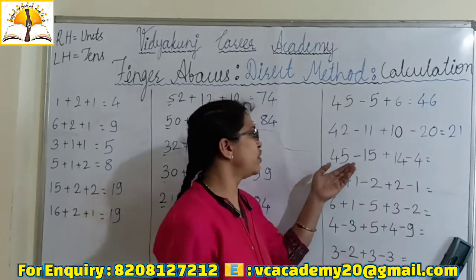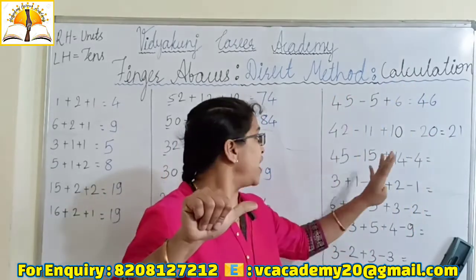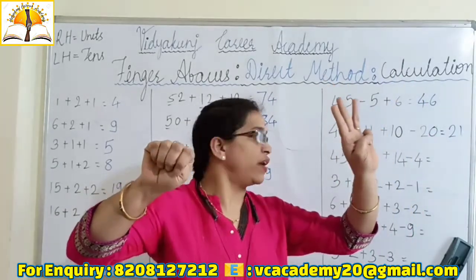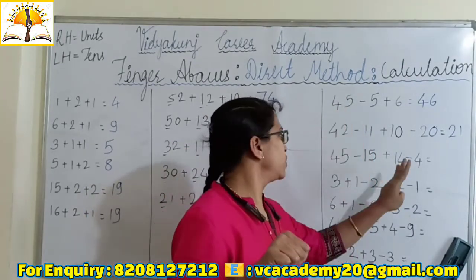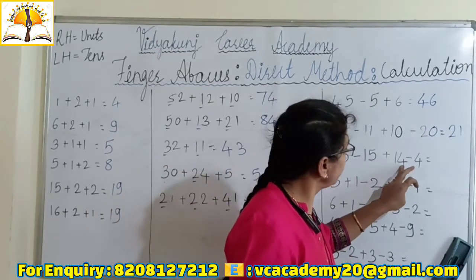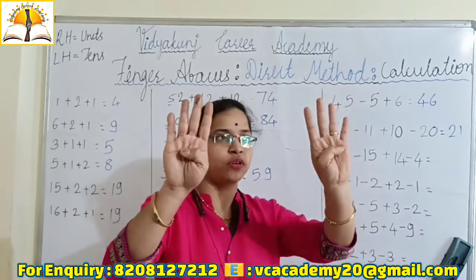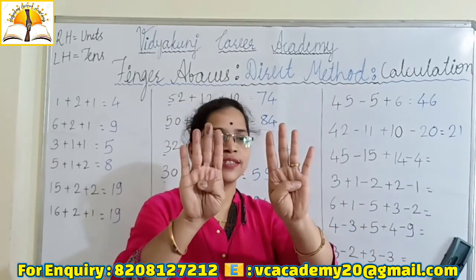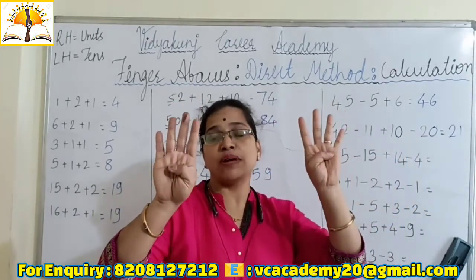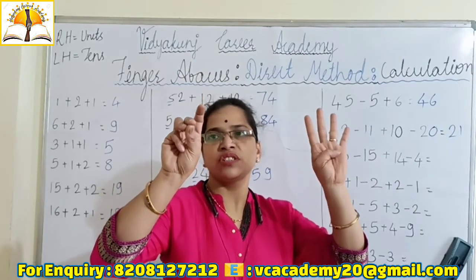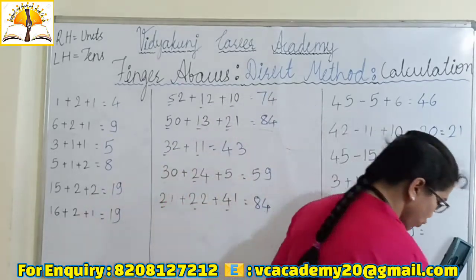Next, here 45 minus 15. For 45 we take 40, then 5 minus 15. 10, 15, 0. Okay, here it becomes 30. Yes or no? 30. Then here 14 plus 14. 10, 4, 14. We have added. Now the answer is 44. After 44, here minus 4. Then we have to minus 4. 1, 2, 3, 4. Then what is here? 0. Then what is our answer? 40.